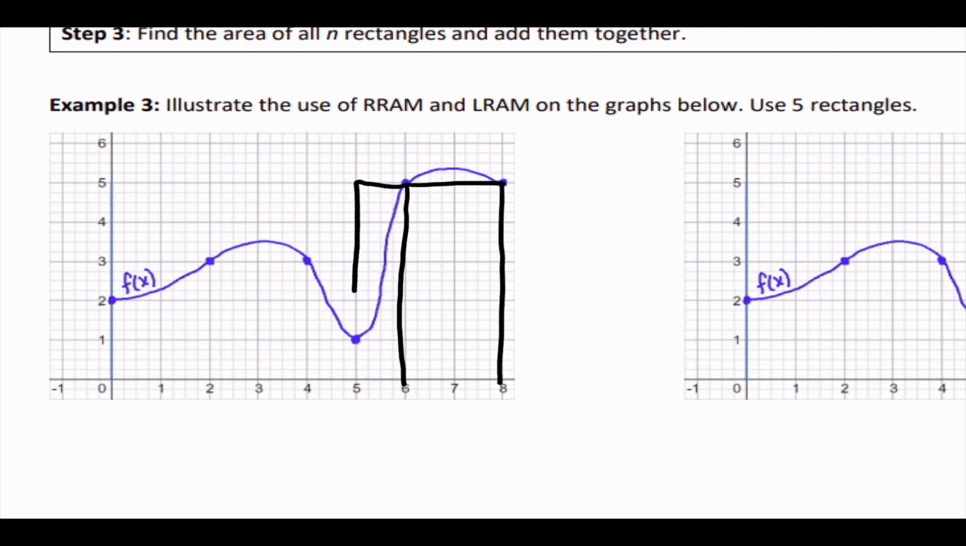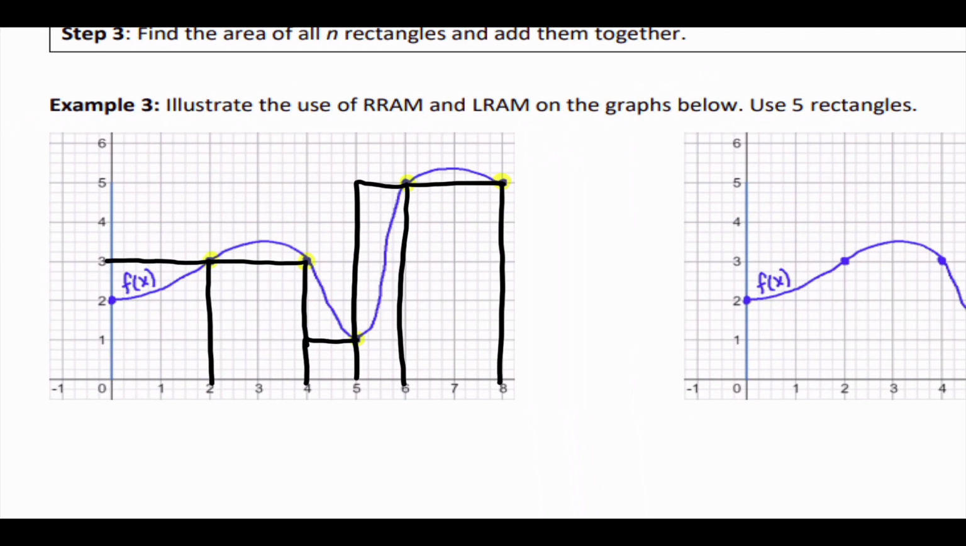There's one there. It's 2 rectangles. 3 rectangles. 4. And then 5. The top right of every single rectangle is touching the blue. 1, 2, 3, 4, 5 rectangles. The top right is always touching the blue. That's RRAM.